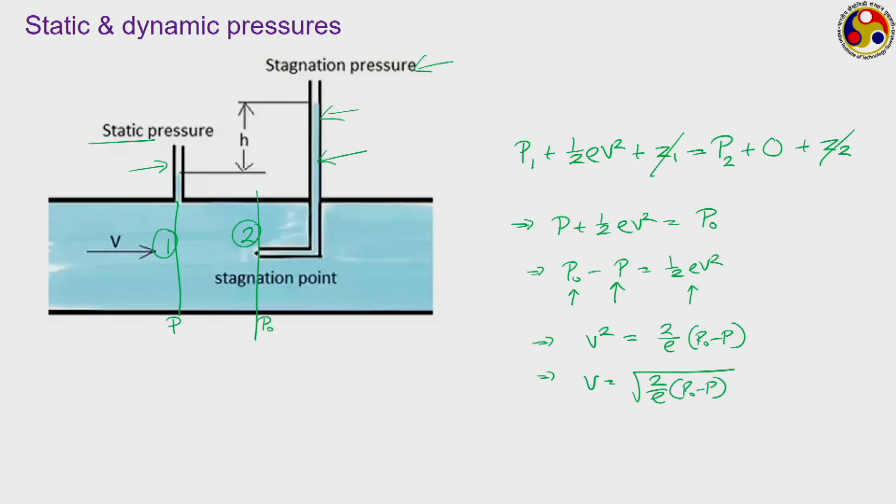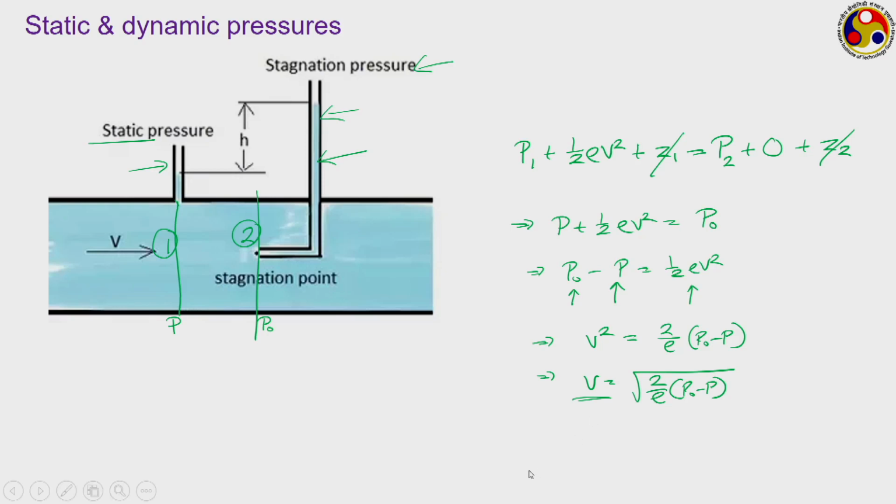So, for a flowing stream where the density rho remains constant, if we can get a measurement of the static and stagnation pressure, then using this very simple mathematical formula we can get the value of the velocity of the fluid, which is one of the very important ways of fluid velocity measurement using a device called a pitot tube. We shall be talking about this later on.